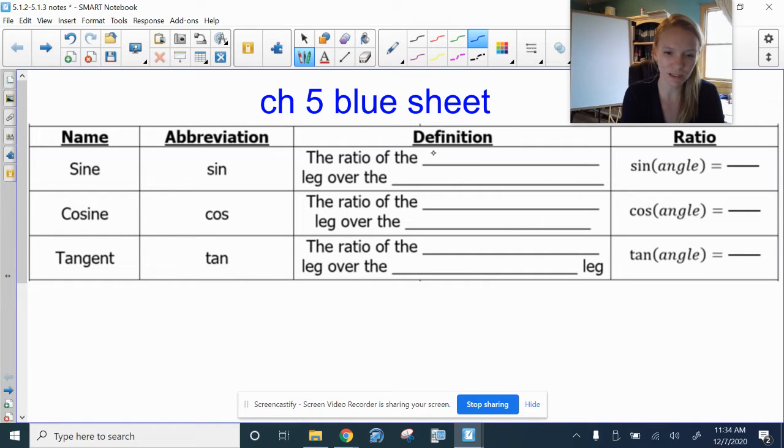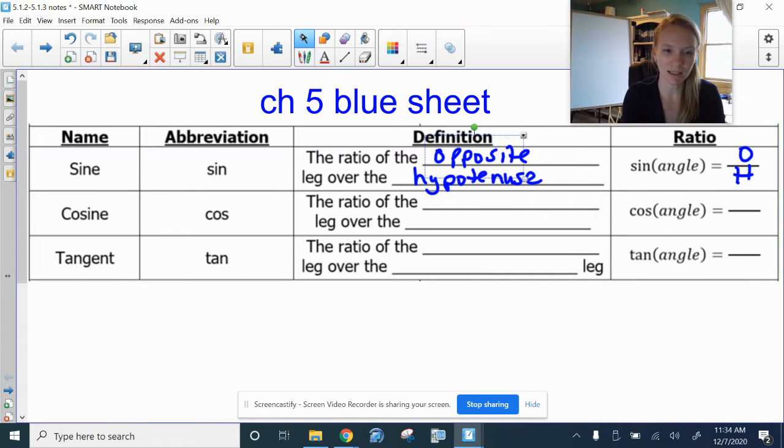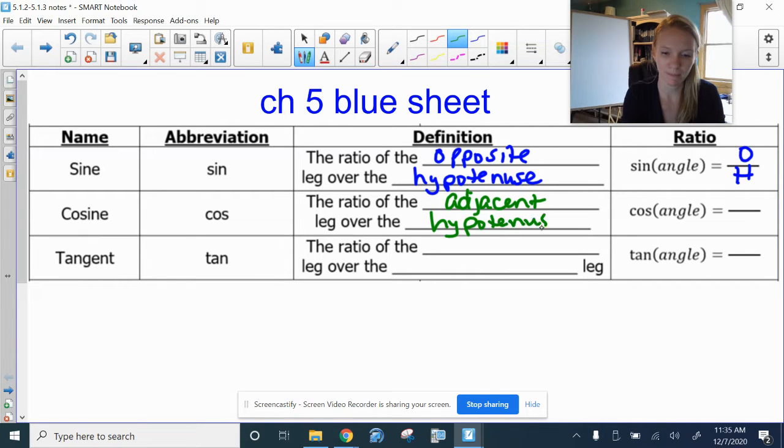So just as a quick review, the sine is going to be your opposite over the hypotenuse in a triangle, which looks like O over H. The cosine is going to look like the adjacent, which just means next to, over the hypotenuse, which looks like A over H. And our tangent, which is the one we use rise over run, is our opposite over the adjacent leg, which looks like O over A.